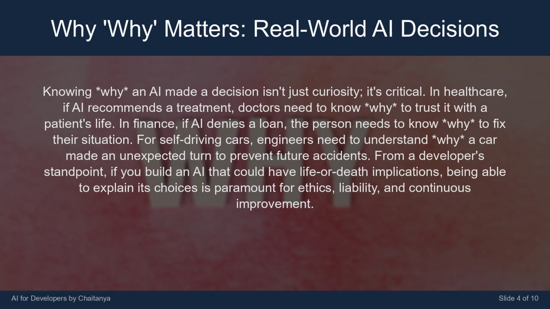Knowing why an AI made a decision isn't just curiosity. It's critical. In healthcare, if AI recommends a treatment, doctors need to know why to trust it with a patient's life. In finance, if AI denies a loan, the person needs to know why to fix their situation. For self-driving cars, engineers need to understand why a car made an unexpected turn to prevent future accidents. From a developer's standpoint, if you build an AI that could have life or death implications, being able to explain its choices is paramount for ethics, liability, and continuous improvement.